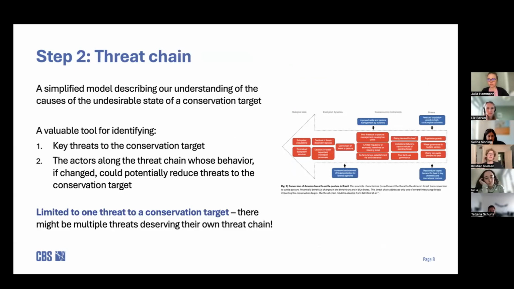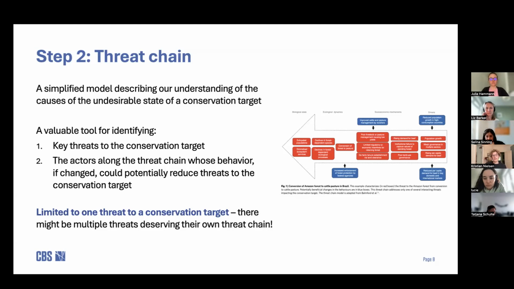So once you have selected your conservation target, you can think about what is causing the decline, for example, of a species, or the declining well-being of an ecosystem. And Andrew Balmford, who was my previous supervisor at the University of Cambridge, came up with a tool that he called a threat chain. But some of you might also know it as a theory of change. You can use this heuristic model to identify what is actually causing the decline and which actors are influencing those causes. Because once you do this, you can identify whose behavior needs changing.